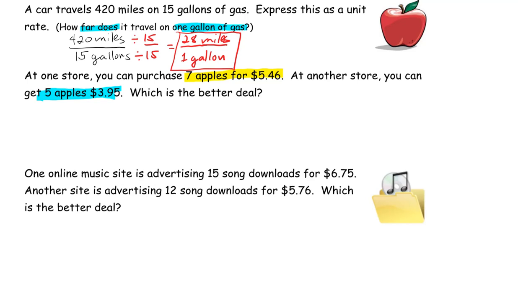Because the first rate gives you 7 apples for a price of $5.46. So at first look, well, that might be expensive since you'll be paying $5.46. But remember that you're getting 7 apples, comparing to the other one that even though you're just paying $3.95, you will only get 5 apples. So therefore, to know the better deal, we need to get the unit rate.